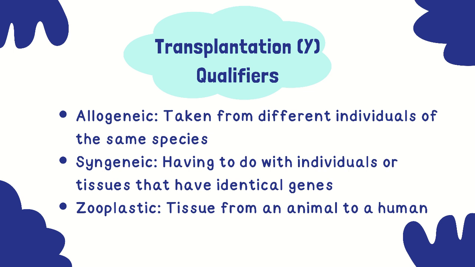So allogenic, and it's a character value of 0. I didn't put that in the description, but I could have. 0 is taken from different individuals of the same species. Syngeneic has to do with individuals or tissues that have the same identical genes, such as identical twins. And then zooplastic is a tissue from an animal to a human. So, transplantation procedures are typically for complex organs such as heart, large intestine, thymus, and kidney.